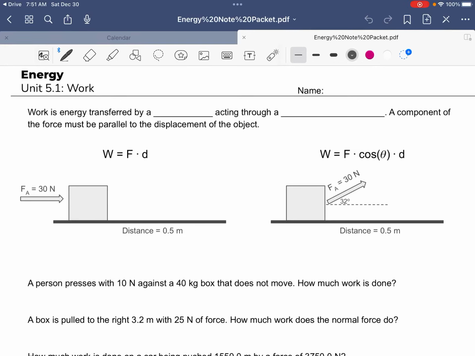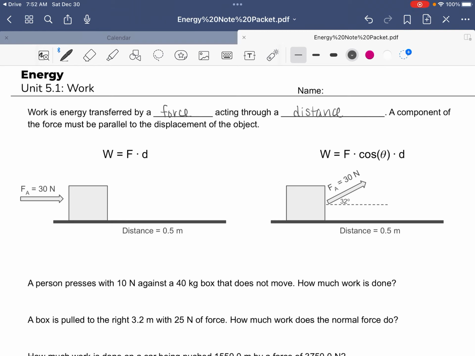So today we're going to start with our Unit 5.1 work. So work is energy transferred by a force acting through a distance. In order for work to be done, a component of the force must be parallel to the displacement of the object. So the force actually has to be in the direction that the object is moving in order for that particular force to be doing work to the object.